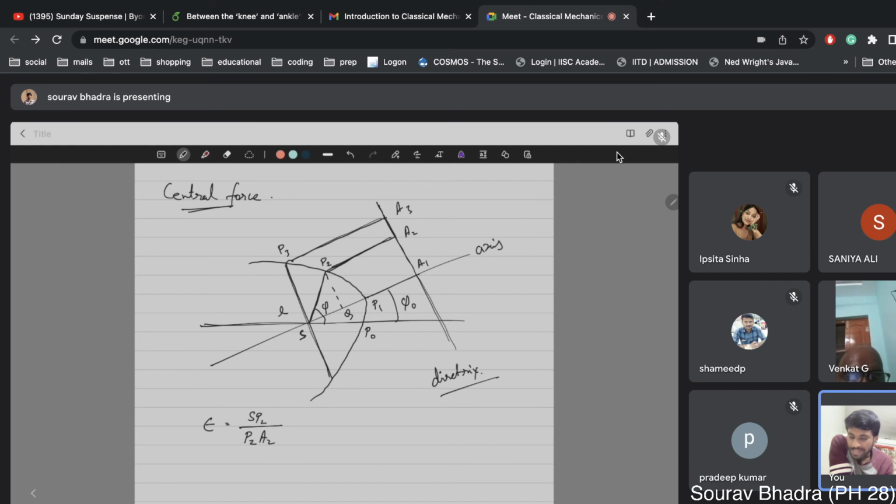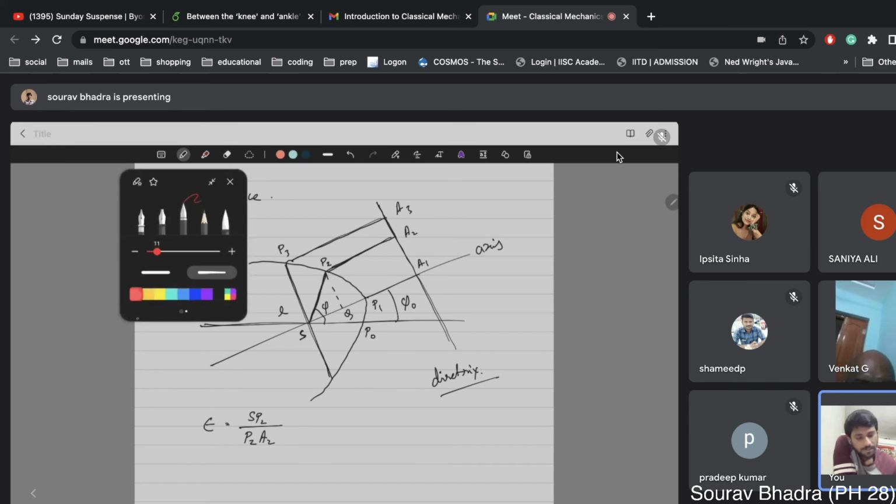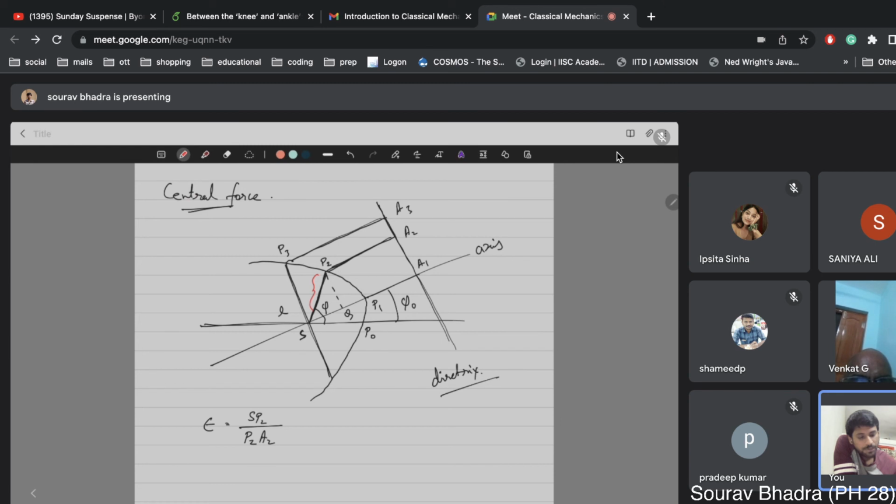So S is the focus of that particular conic section, and P2 is a position on the conic. The ratio SP2, that is this distance, and P2A2, that means the distance of that point from the directrix, should maintain a particular ratio epsilon, which we call eccentricity. So this can also be written as SP3 by P3A3, I mean this distance by this distance.